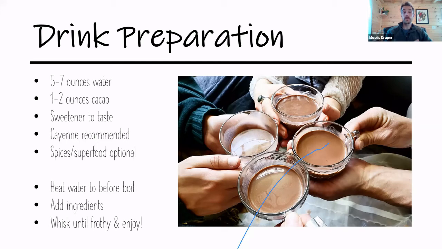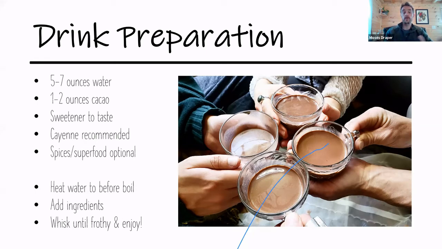So what you're going to do is heat water to just before a boil, either in a pot or in your mug, add all the ingredients, and then whisk and enjoy. It's pretty straightforward. The main thing you want to be mindful of is not boiling the cacao for a while, because that tends to separate out the cacao butter from the rest of it. Not a big deal if it happens. In my experience, it doesn't affect the experience that you're going to have. It's just less enjoyable to consume.